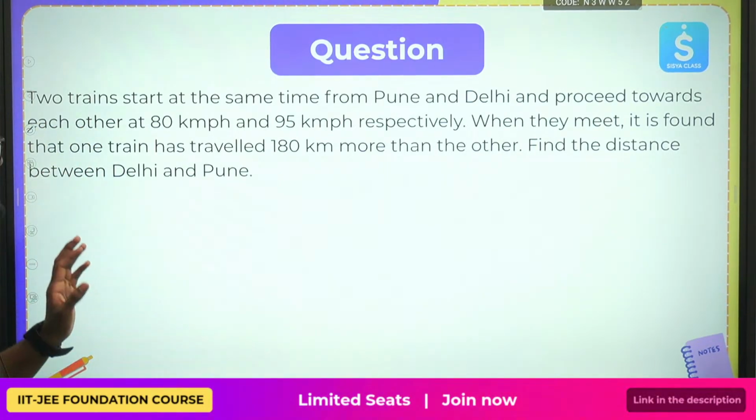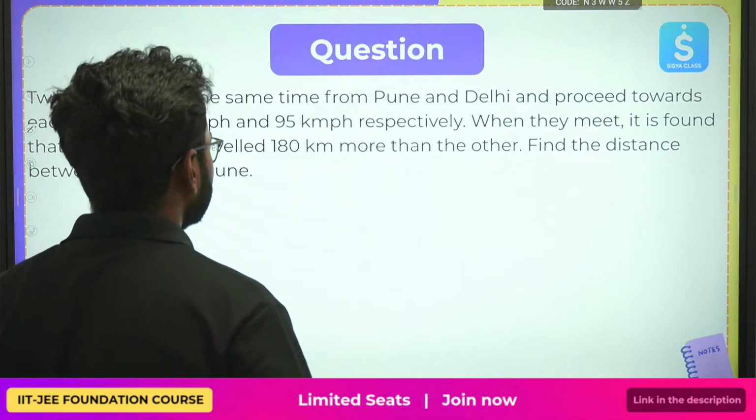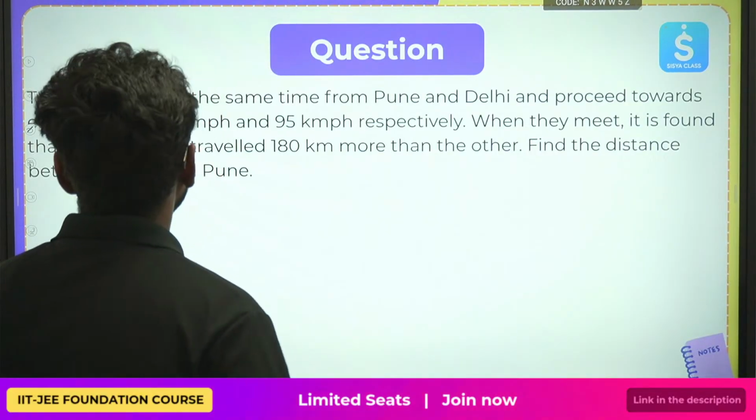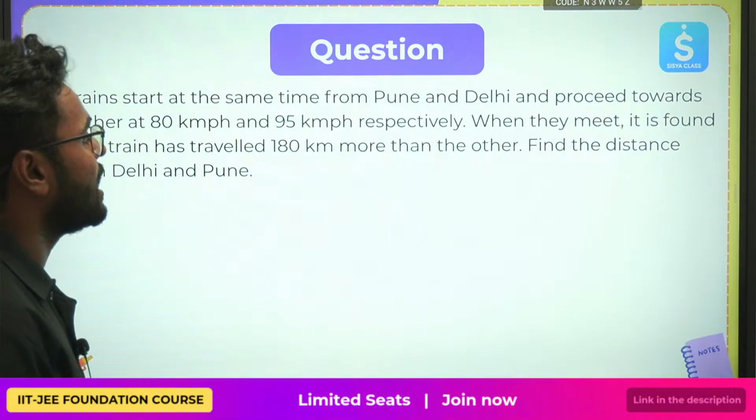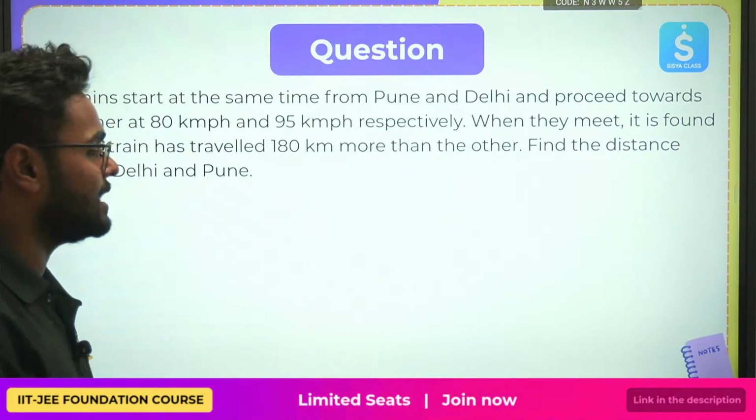other at 80 kmph and 95 kmph respectively. When they meet, it is found that one train has travelled 120 km more than the other. Find the distance between Delhi and Pune.